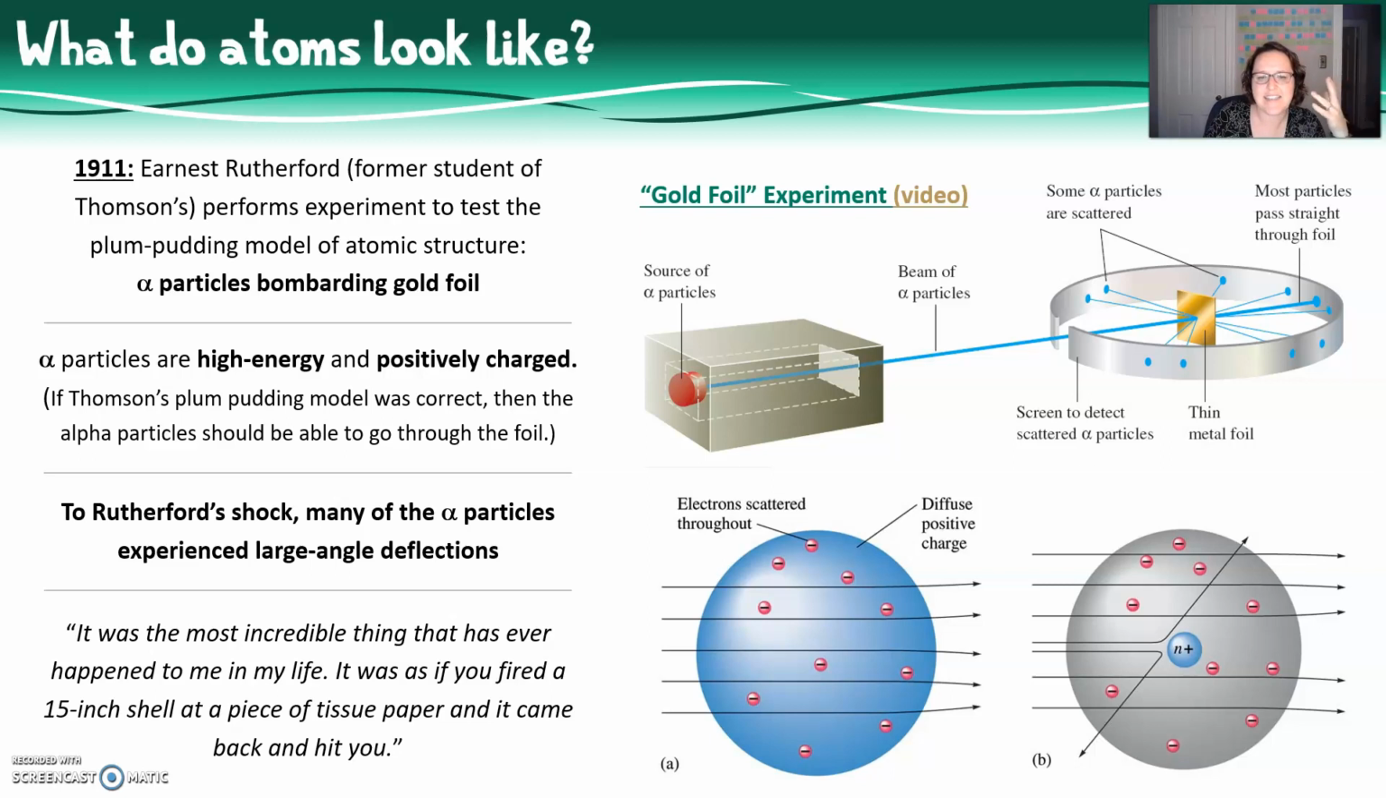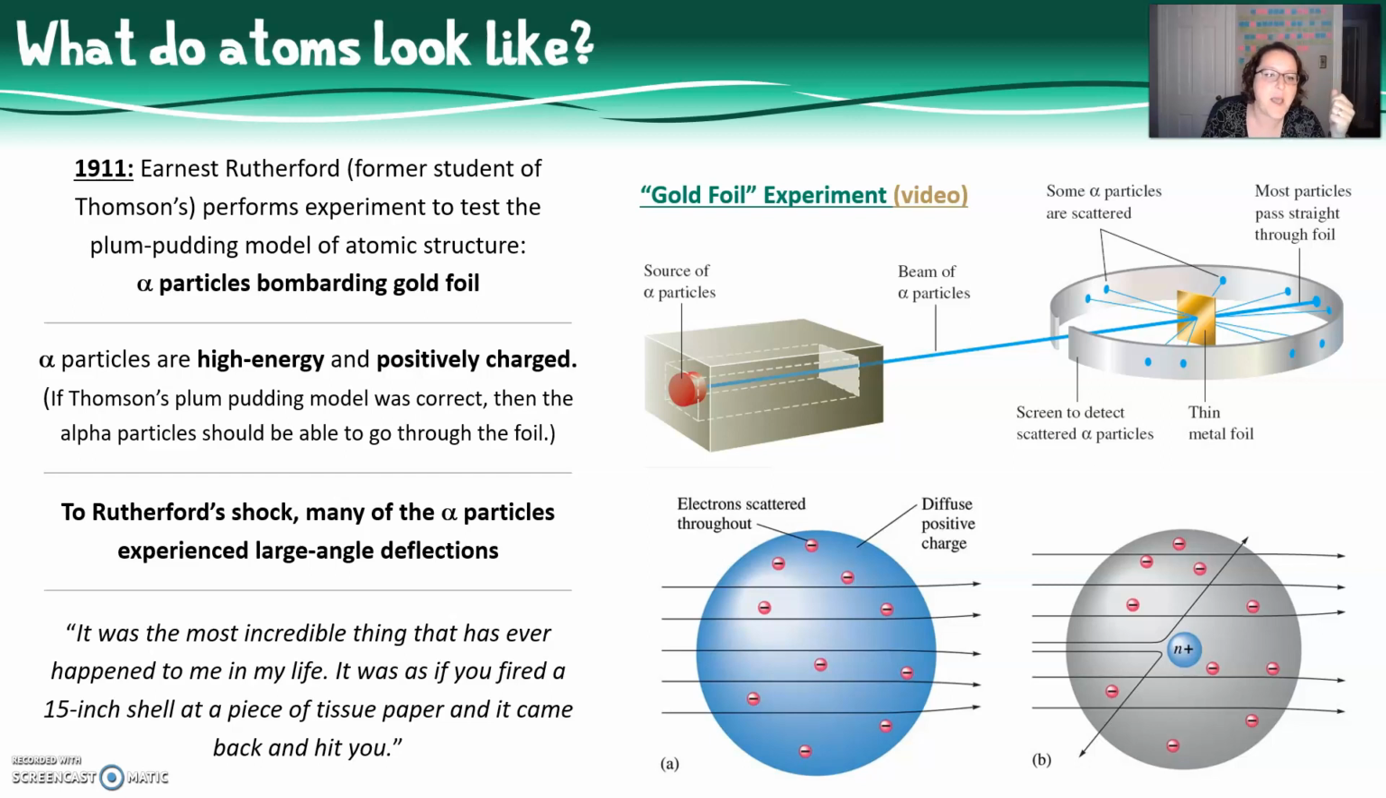This implies that a dense positive particle must be present in the gold foil, which would be able to repel the positively charged alpha particle. This shocked Rutherford, and he likened this to firing a heavy artillery shell at a piece of tissue paper and having it bounce back and hit you.